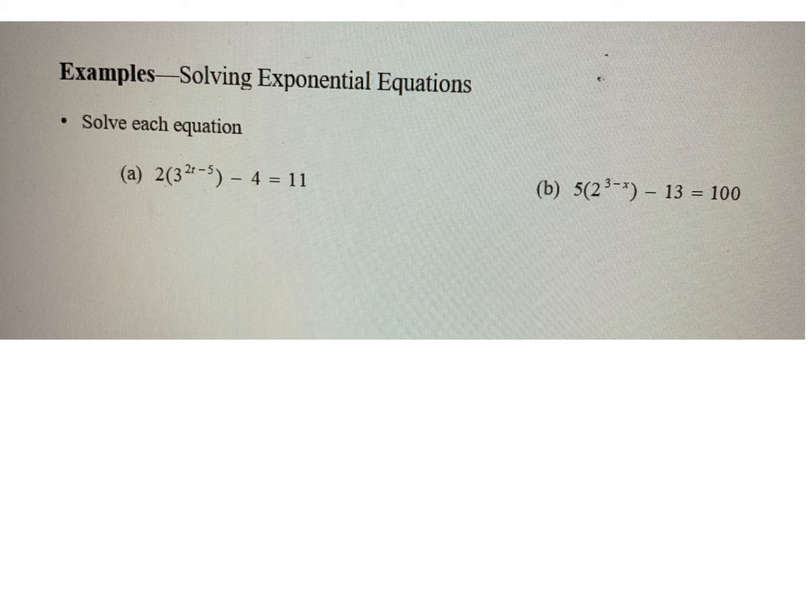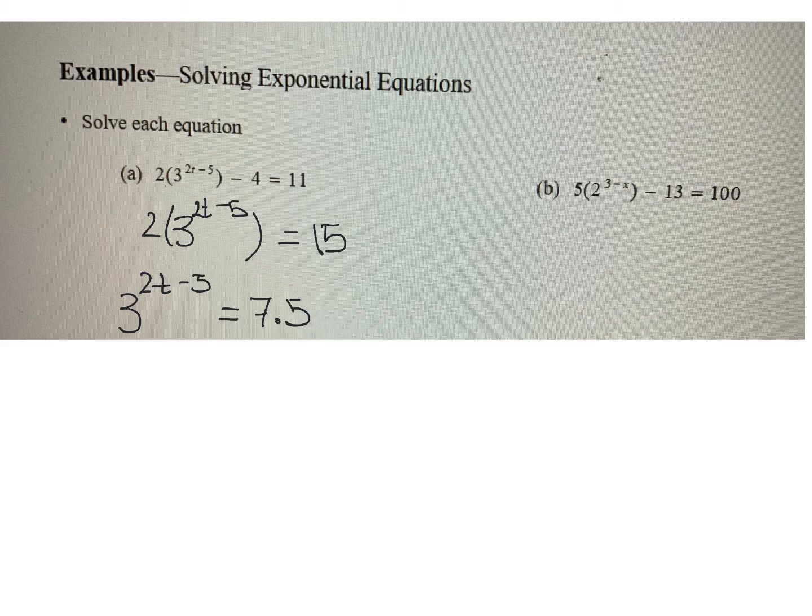So on this first one, we need to add the 4 first. So you have 2 times 3 to the 2t minus 5 equals 15. Divide by 2, so 3 to the 2t minus 5 equals 15 over 2, which is 7.5. Either way, 15 over 2 is fine as well.